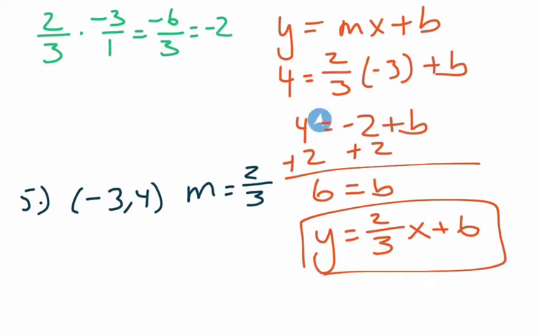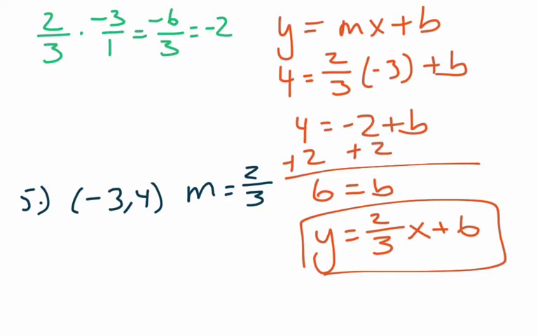Now, if this kind of tripped you up a little bit, like, I'm not sure I could have gotten the -2, that's why I included the scratch work over there. So 2/3 times -3. Remember, -3 is a rational number, so it can be written as a fraction. When you multiply fractions, you go straight across. So we end up with -6 over 3. A negative divided by a positive is a negative, and 6 divided by 3 is 2. So we get the -2. And that's where that comes from.